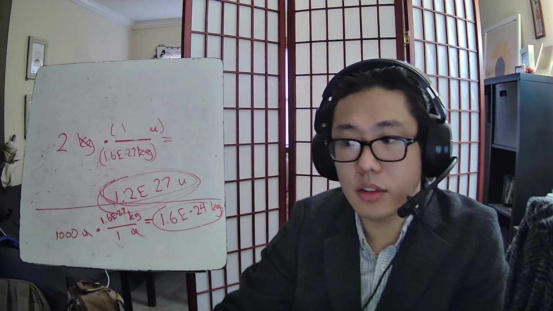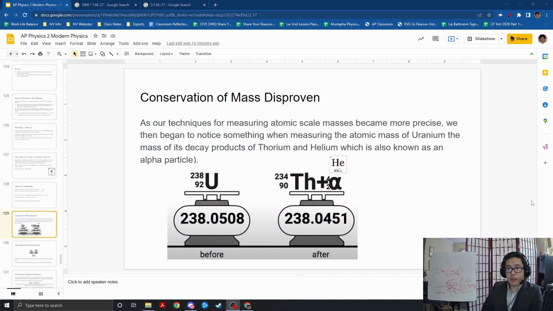And let's continue on. So as our techniques for measuring mass actually became more precise, we actually started noticing that the atomic masses of uranium and its decay products were different. We could actually measure the total mass and notice that if we measure precisely enough, say to the 6th significant digit, we'll actually notice a pretty big decrease in the mass. All right, so why is it a pretty big decrease?